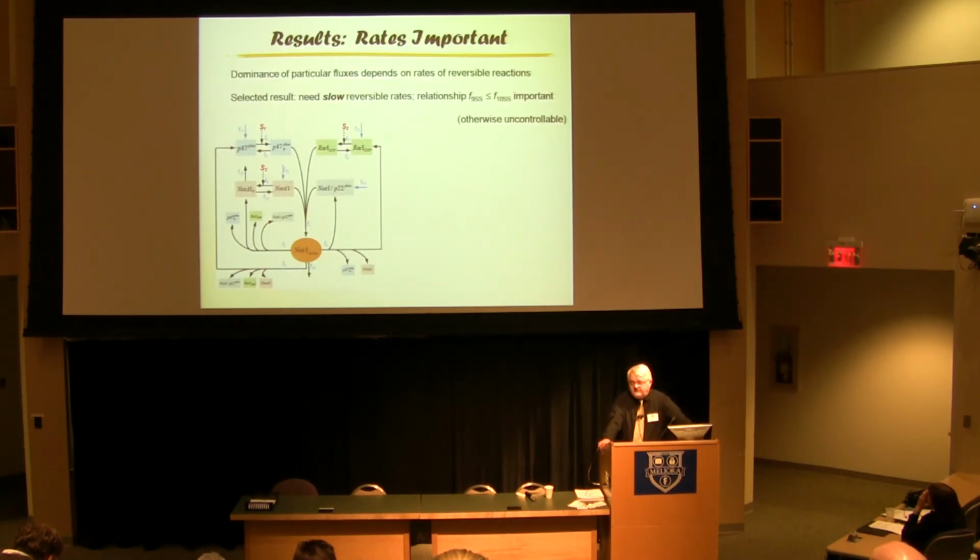Now, I'm not going to go through the results in detail, but here's sort of a summary of the results. The dominance of these particular flux patterns depends on the rates of these reversible reactions. In particular, now this will probably surprise you. You need slow reversible reactions. Reversible reactions are this, this, and this pair. Okay? Why do you need slow reactions?